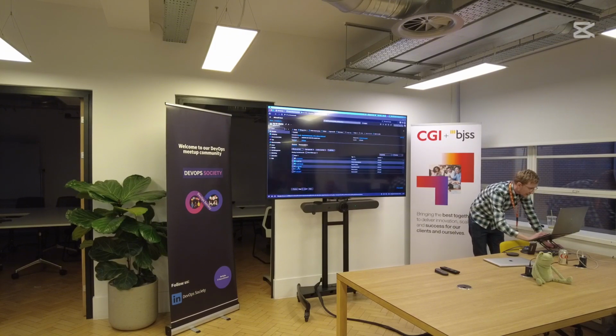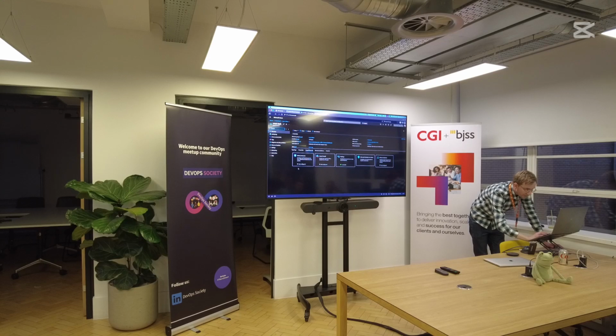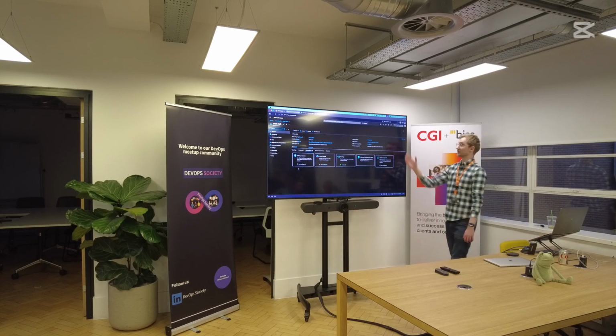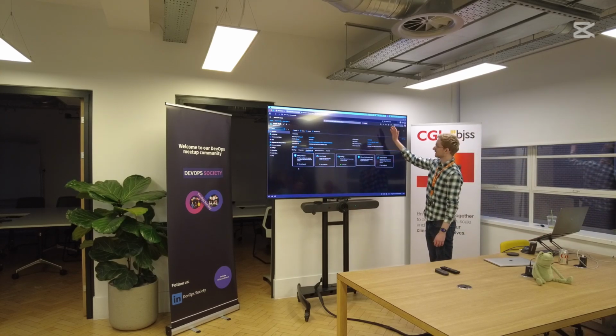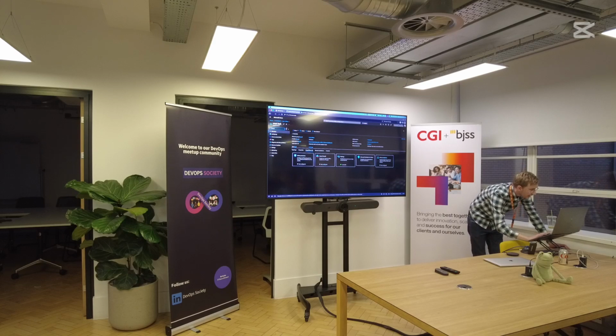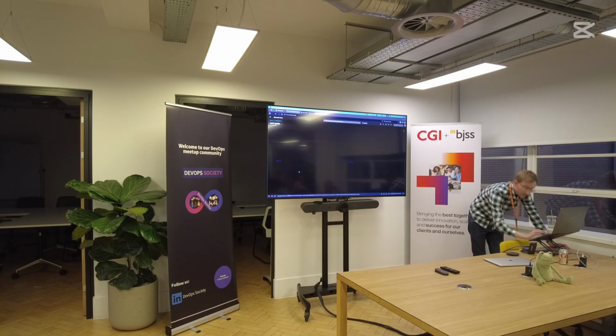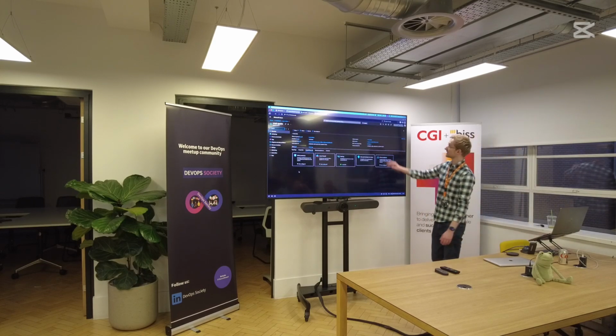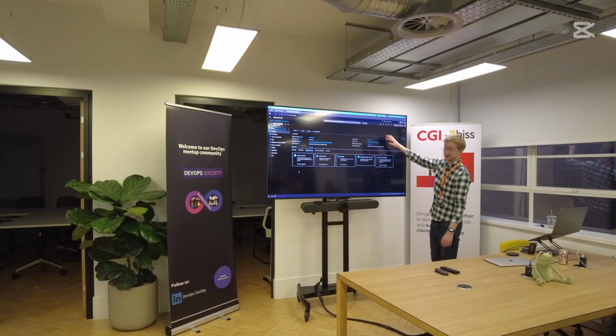Now if we look at the IP addressing of our hub, we can see on the network that it's 10.0.0.0/16. And for the spoke, we can see it's 10.1.0.0/16.